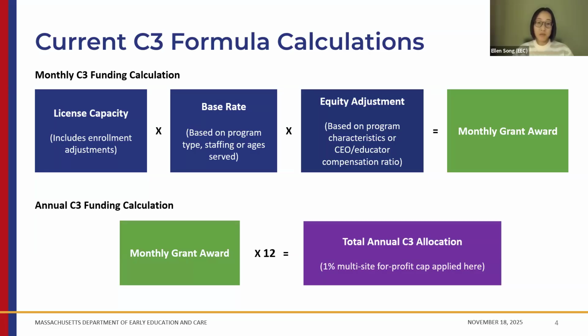Using this monthly grant award, we also calculate the annual C3 allocation. The annual allocation amount is applied to specific programs, specifically the for-profit programs with more than 10 sites, where there is a 1% cap on funds that they are able to receive in a year, which is no more than $4.75 million. On the next slide, I'll go into a little more detail about the specifics of each of these components.